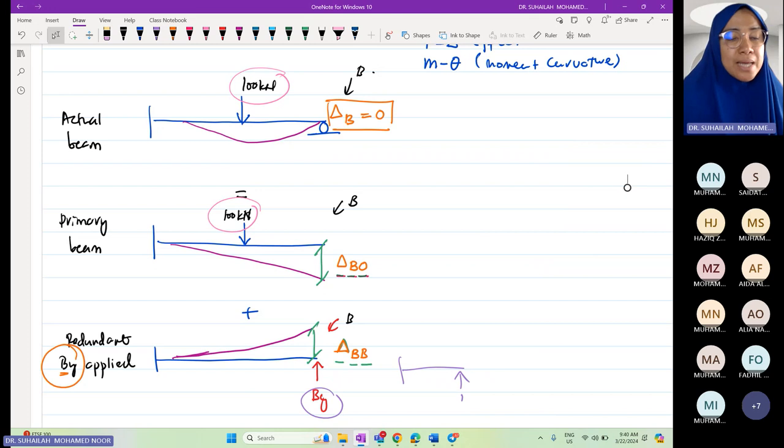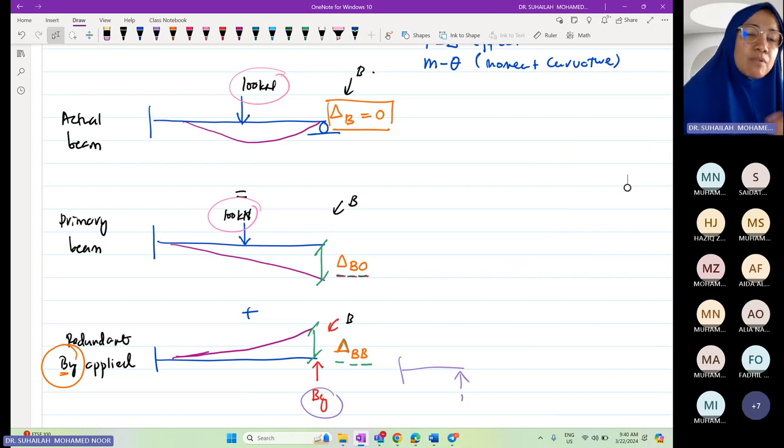Point B. In every system, near point B there is a deflection. Deflection in the actual beam is zero because there is a support in the original actual beam. The primary beam, after removing the redundant, has a delta, which we label as delta B naught. Delta B naught, we know this is the primary system. Delta BB, the second B, this is the redundant BY applied. That is how we analyze this diagram.